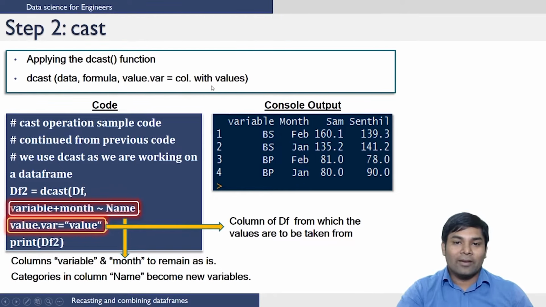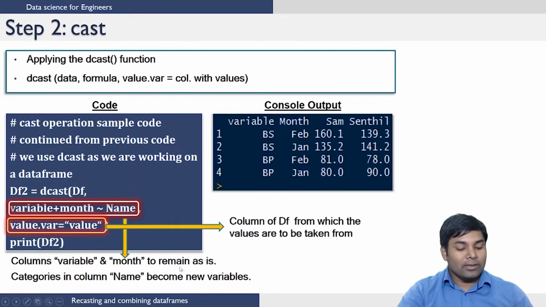Let us see the example for our case. Here you have a data frame df which you have already melted. Now you are creating another data frame df2 by using the dcast command. This is the data frame which you are passing, that is df, and this is the formula. What does it say? I want variable and month to stay constant because we want blood sugar and blood pressure to be the variables of importance, and then you have to convert the name variable into 2 columns, or however many columns, depending upon the number of categories in name. That is what this formula explains.